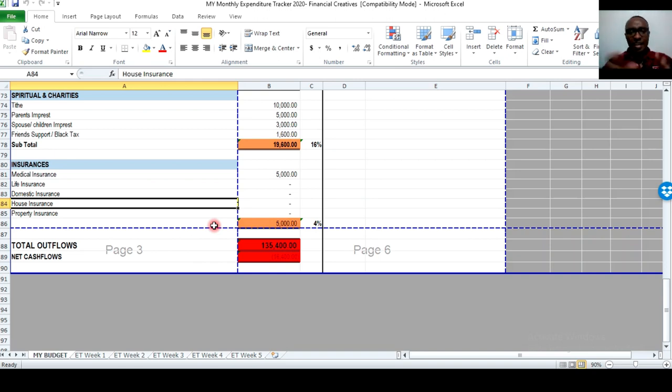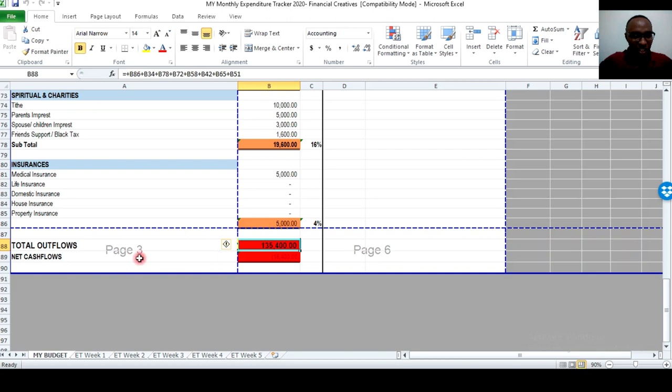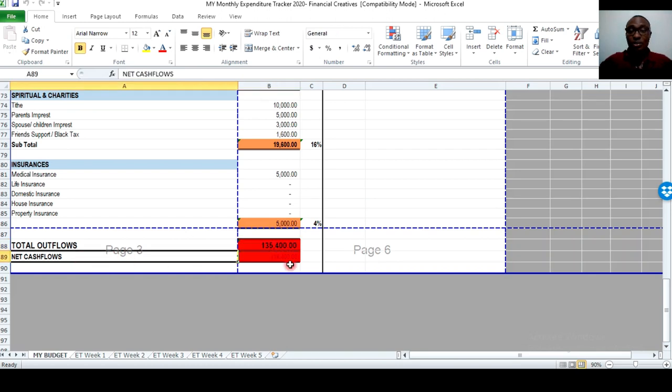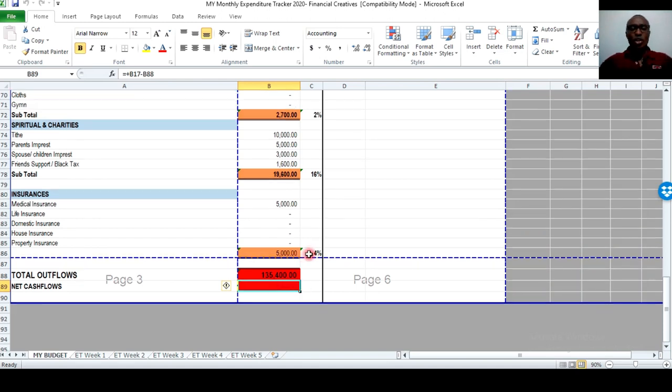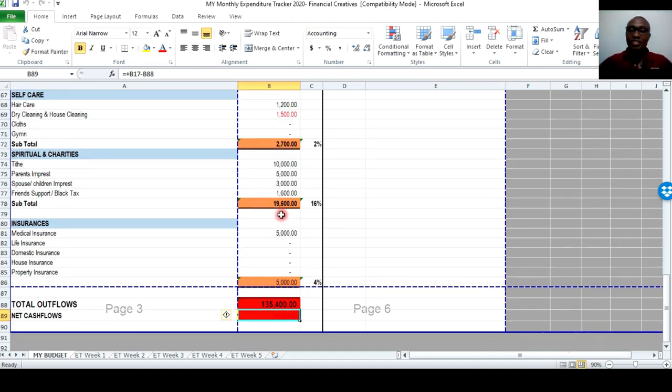Now, given the amount that I had populated in this budget, we are realizing a net cash flow. This guy is having negative 16,000 shillings. Now, imagine this is you. You have just included all your expenses and you see this red. Don't panic, because this is why this tool is important. You are able to realize that you are spending more than you are earning.